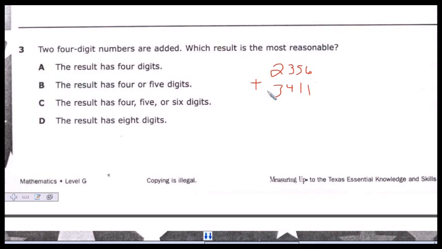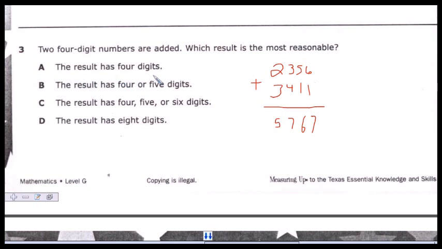And I don't have my little pen that I usually use. That's why my numbers look a little weird, but I think you can make them out. So if you add them together, look what happens. You have 7. 5 plus 1 is 6, and 3 plus 4 is 7, and 2 plus 3 is 5.